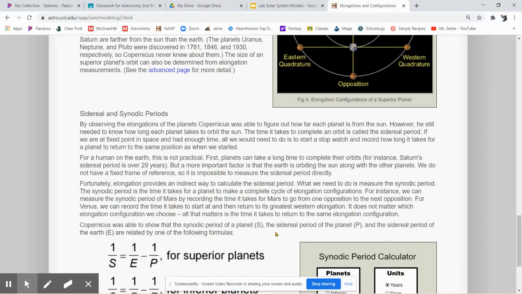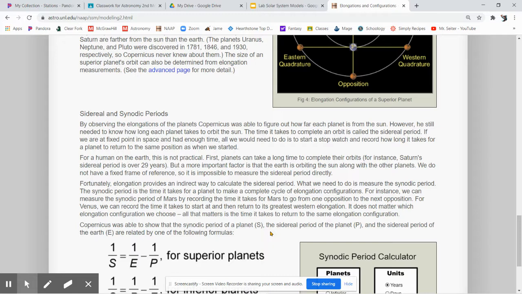First, planets can take a long time to complete their orbits. For instance, Saturn's sidereal period is over 29 years. But a more important factor is that the Earth is orbiting the sun along with the other planets. We do not have a fixed frame of reference, so it's impossible to measure the sidereal period directly. Fortunately, elongation provides an indirect way to calculate the sidereal period.